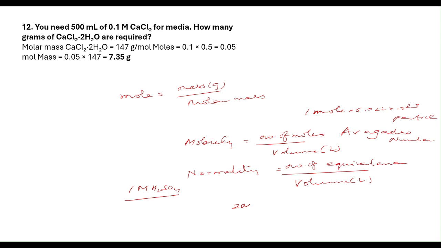We also learned M1 V1 is equal to M2 V2, that is, molarity of 1 into volume of 1 is equal to molarity of 2 into volume of 2. So if we have the molarity of 1 and the volume of 1, and we know the molarity of the second, we can know what volume we can make from there, right? So these are the 3-4 equations which we learned.